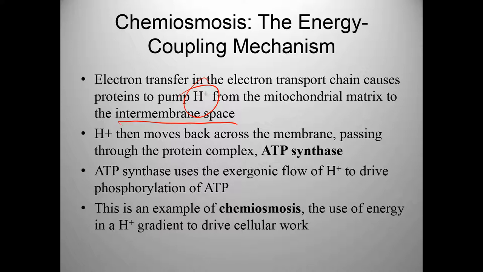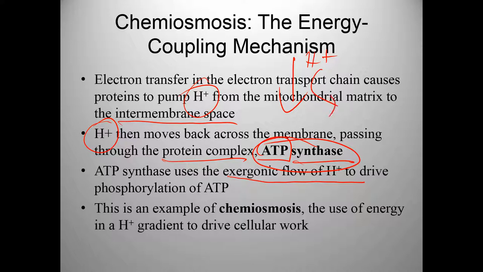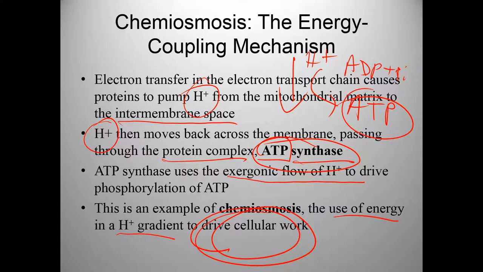Now, what does happen is these protons will pass back through a protein complex referred to as ATP synthase. ATP is what we want to make, and synthase is involved in the synthesis of ATP. So in this case, you're coupling the exergonic movement of protons down their concentration gradient to generate ATP. You're using the energy of this gradient to drive cellular work, which is used to make ATP.